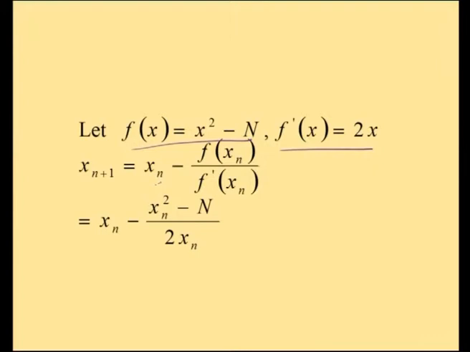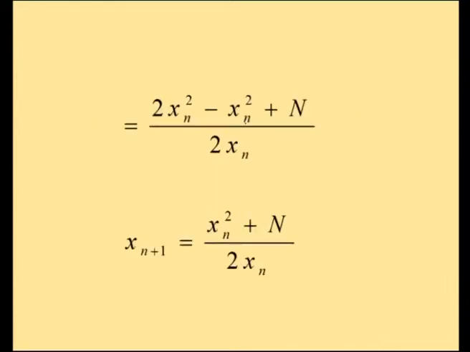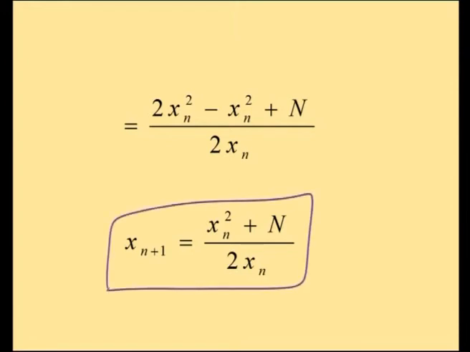According to the Newton-Raphson formula, xn plus 1 is equal to xn minus f of xn divided by f dash of xn. So, xn is written as it is minus f of xn, which is xn square minus capital N, and f dash of xn is 2xn. You have to just simplify this. Cross multiplying by 2xn, we get 2xn square minus xn square plus N divided by 2xn. 2xn square minus xn square is xn square, plus capital N, by 2xn. So, the iteration formula is xn plus 1 is equal to xn square plus capital N divided by 2xn.